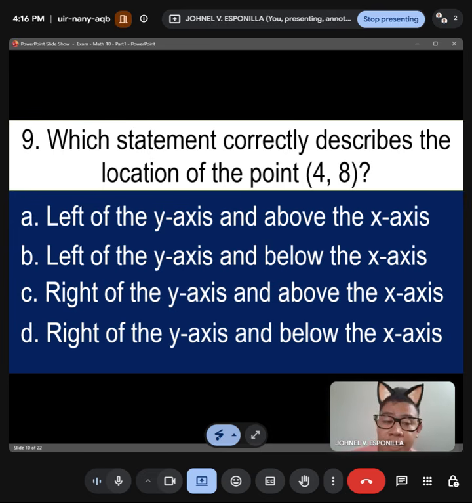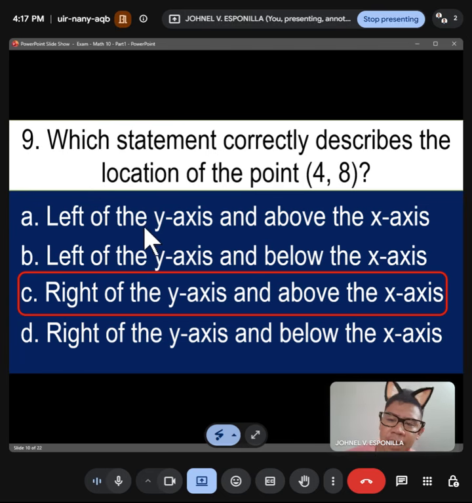Okay, so we have 4, 8. 4 is positive, so is that left of the y-axis, right? Left of the y-axis is negative, right of the y-axis is positive. Since 4 is positive, that is right of the y-axis. So between C and D. While 8 is the y value, so positive, it is above the x-axis. That is letter C. Our letter A has negative x, positive y. Letter B has negative x, negative y. Letter D has positive x, negative y.